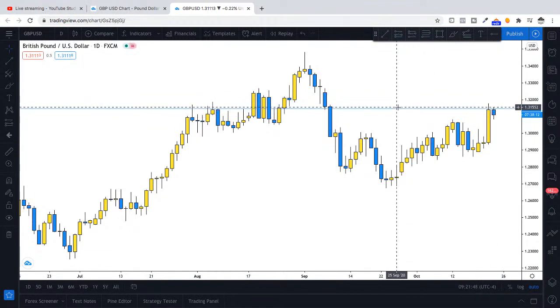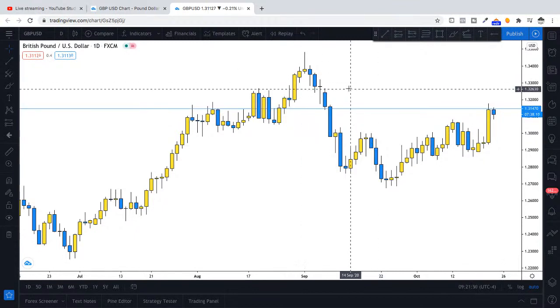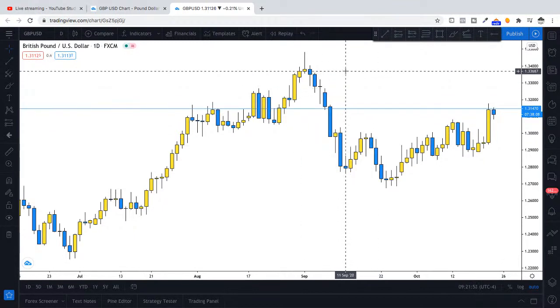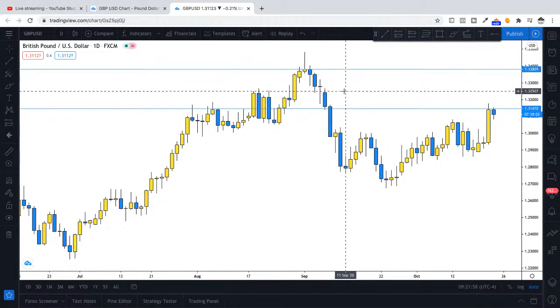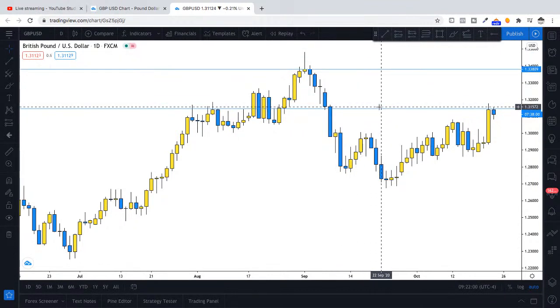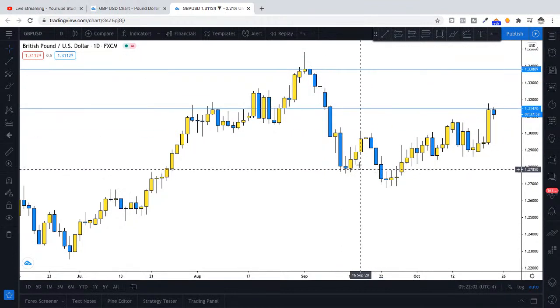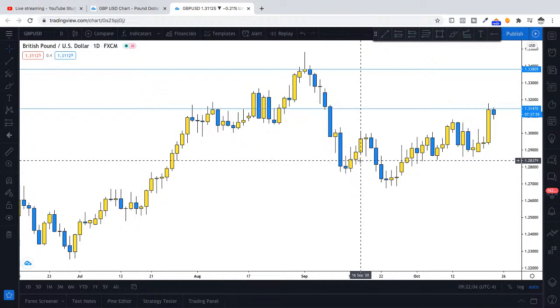I want to jump into the 4 hour. I just kind of want to see where we're headed from here. All right, just mark out some zones. I'm not going to mark out every zone. I'm just going to mark out zones that may be of interest.